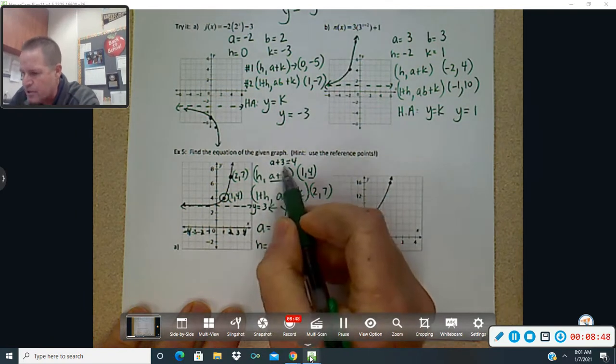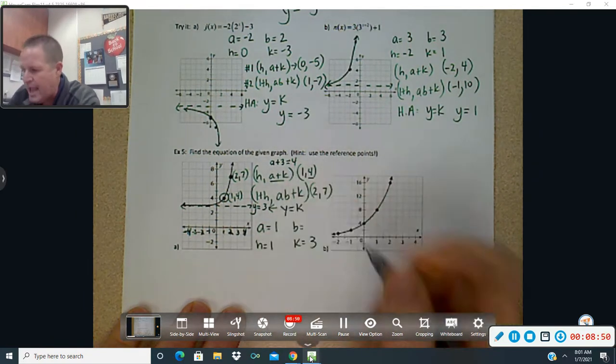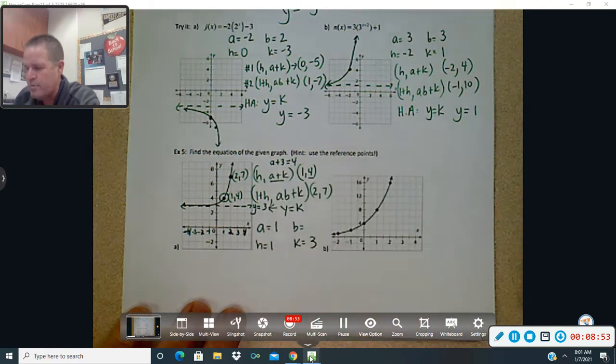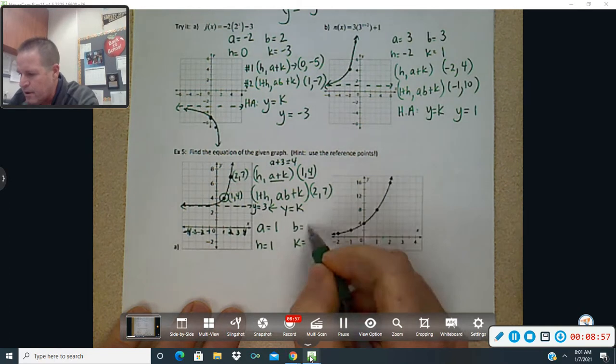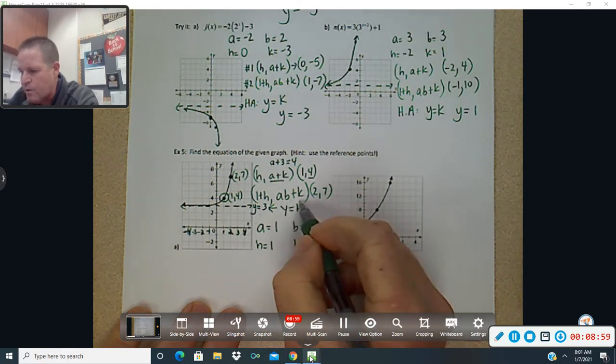So A plus 3 should be 4. Well, that means that A needs to be 1. 1 plus 3 makes 4. Now, I think it's a little more challenging to find B because you've got a little more complicated equation here.